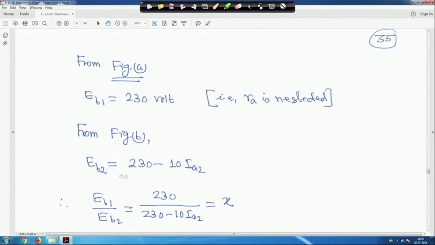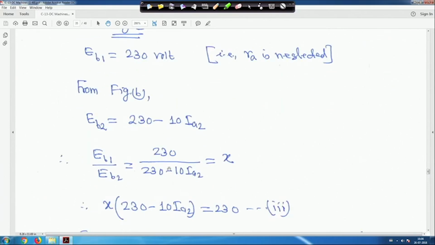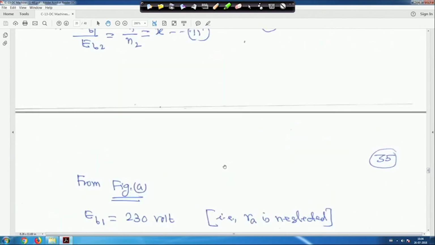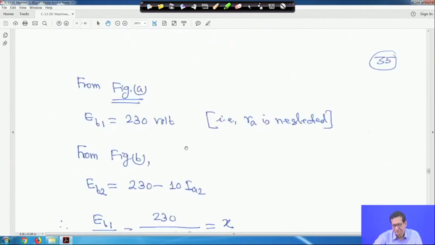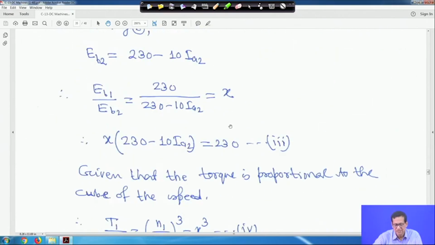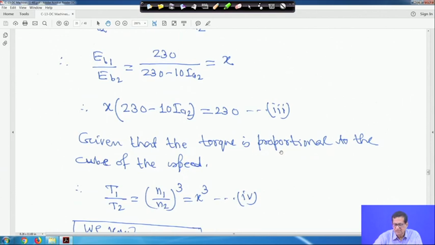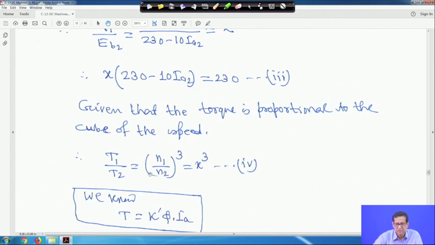From figure B, EB2 will be 230 minus 10 into IA2, because 10 ohm resistance is added. Divide this: EB1 upon EB2 is equal to 230 upon (230 minus 10 into IA2) is equal to x, because EB1 upon EB2 is equal to N1 upon N2 is equal to x from equation 2. Given that the torque is proportional to the cube of the speed, we can write T1 by T2 is equal to (N1 by N2) whole cube, that is x cube. So T1 by T2 is equal to x cube.